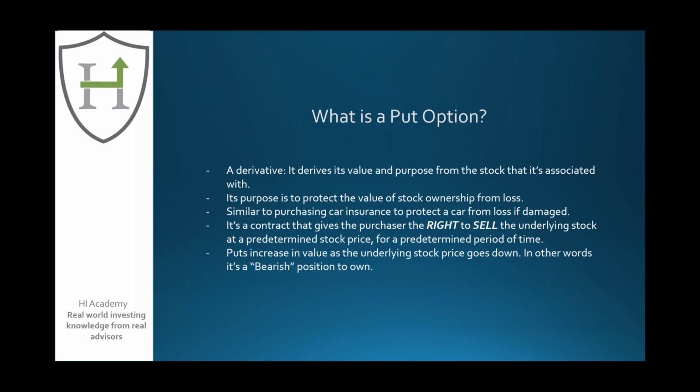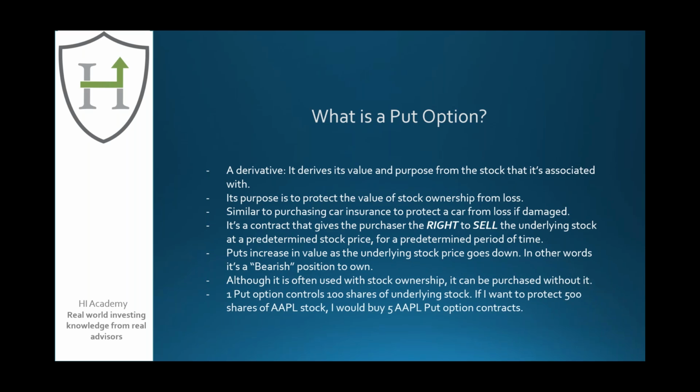The puts increase in value as the stock goes down. It's a bearish position to own in your portfolio that'll make you money. It's very often used with stock ownership, but you can purchase it by itself. Again, one put option will control 100 shares of your underlying stock. So if you have 500 shares, you will need 5 contracts. This particular position, in Wall Street lingo, is a long put. Obviously, long equals you're buying, you're purchasing it. And sometimes it's called a protective put when it's used on stock ownership, but we'll go over that later.